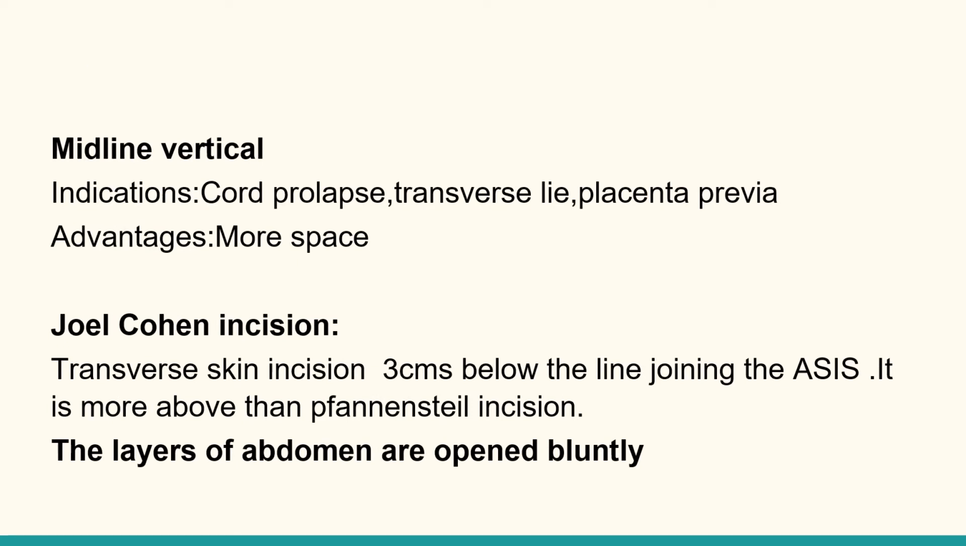Midline vertical incision on the skin is given for indications like cord prolapse, transverse lie, and placenta previa. What is the advantage? You get more space to operate and it is faster. Joel Cohen incision, where is it given? It is a transverse incision given 3 centimeters below the line joining the anterior superior iliac spines. It is more above than the Pfannenstiel incision. The layers of the abdomen are opened bluntly.